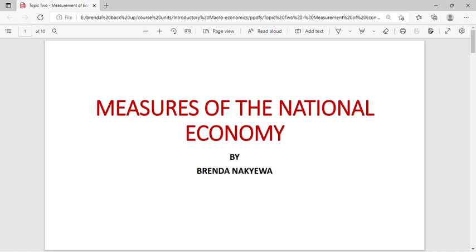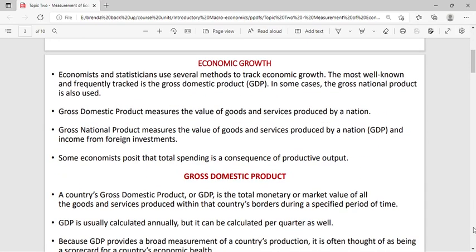So in today's class, we are going to look at how national economy is measured. Several methods are used to track economic growth, but the most commonly known is the gross domestic product, abbreviated as GDP. Though in some instances we use what we call the gross national product, or GNP.